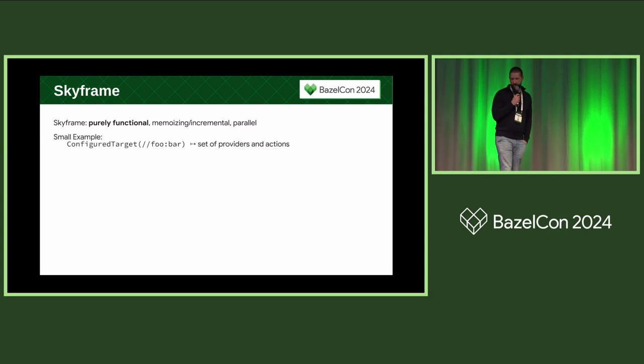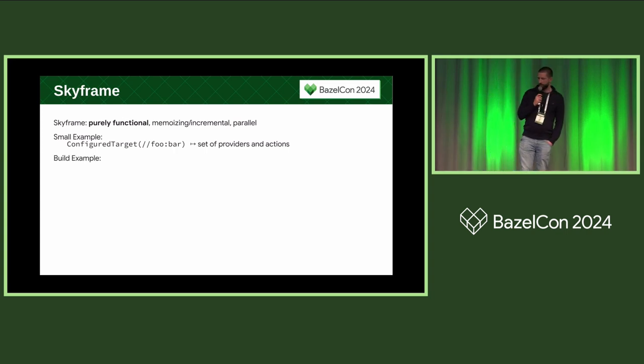A small example of such a function is configure target, and I'll put the most emphasis on it, because it's actually the core of the analysis, and this is what we are optimizing. Configure target actually takes two parameters. Here, for simplicity, we have only one. This is the target that we are analyzing, and the result of the function is a set of providers and actions that this target has created. The second parameter is the configuration. That's why the function is called configure target.